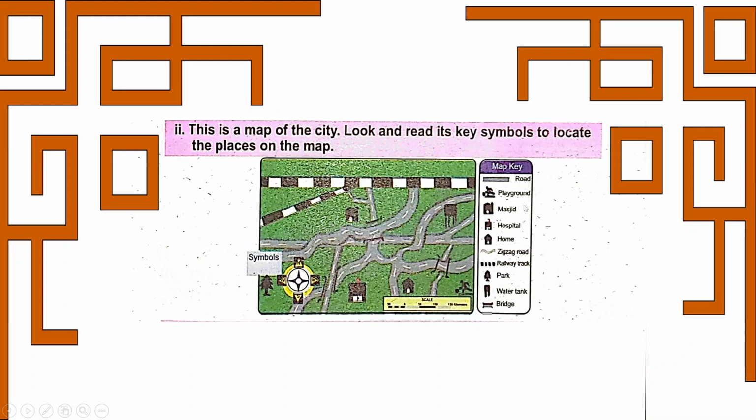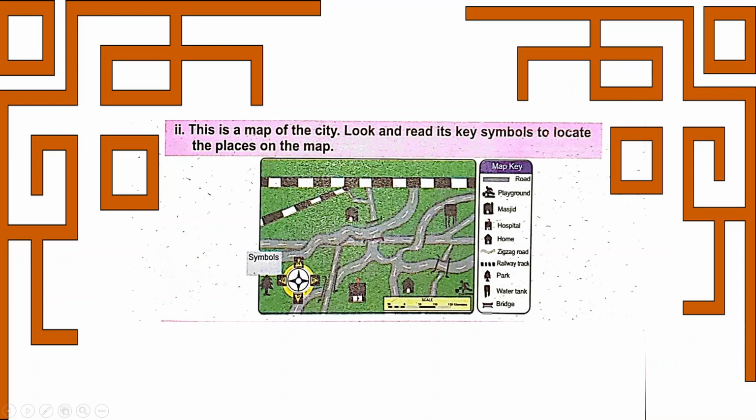And where is the masjid? The masjid is here. Where is the hospital? The hospital is here. The home. Where is the home? The home is here. Where is the zigzag road? It's just right here. Where is the railway track?